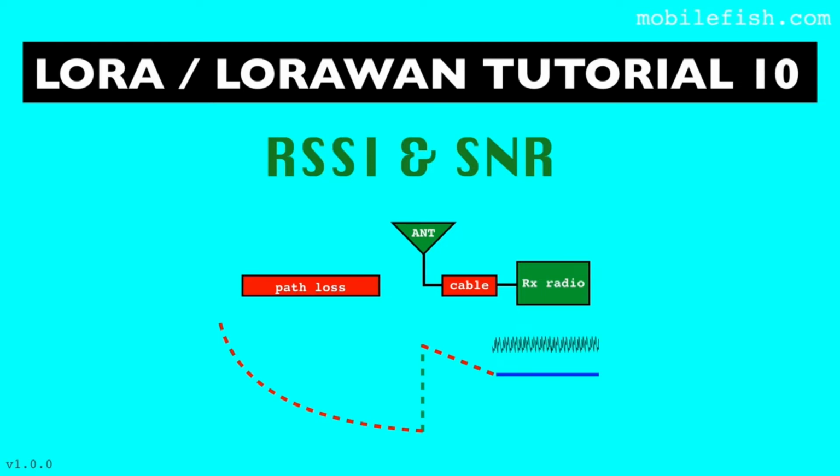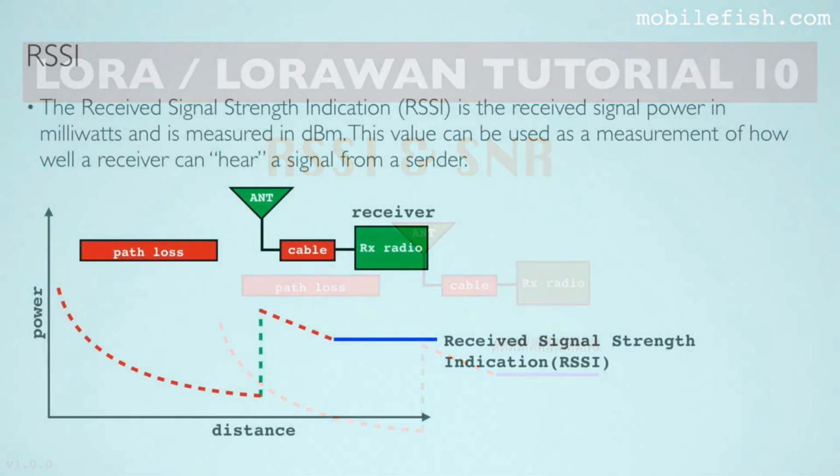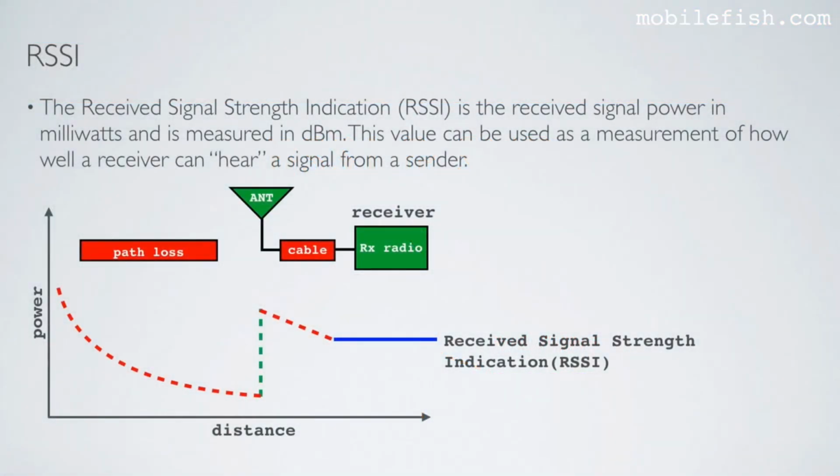In this tutorial, I will explain what RSSI and SNR are. The Received Signal Strength Indication, or RSSI, is the received signal power in milliwatts and is measured in dBm. This value can be used as a measurement of how well a receiver can hear a signal from a sender.